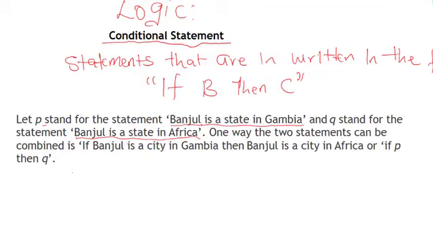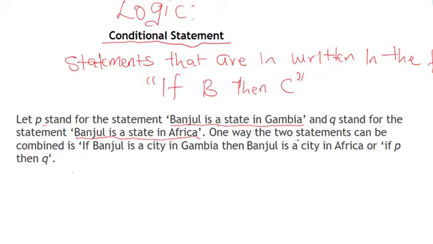So Banjul is a state in Gambia can be verified. It might be true that Banjul is a state in Gambia, and at the same time it might not be true. So we can use this for logic. So this is a statement. The other one, Banjul is a state in Africa, is also a statement. I don't know if you get what I'm trying to say.